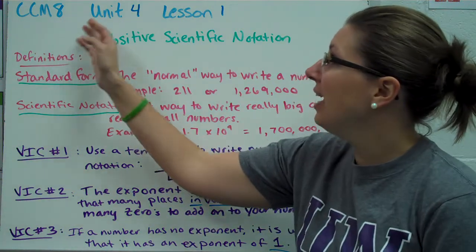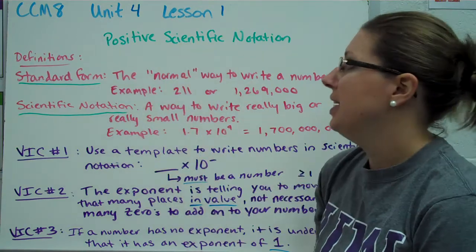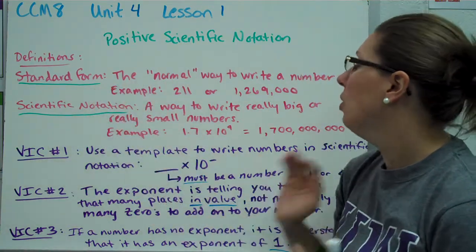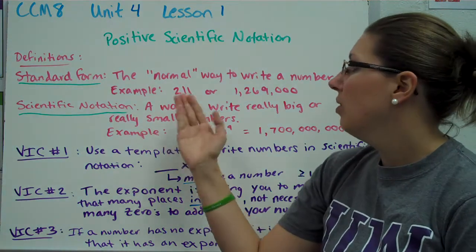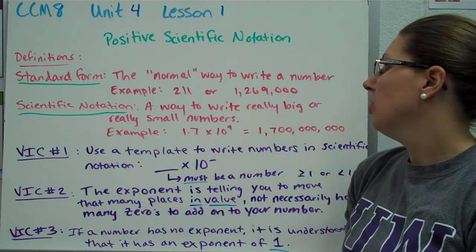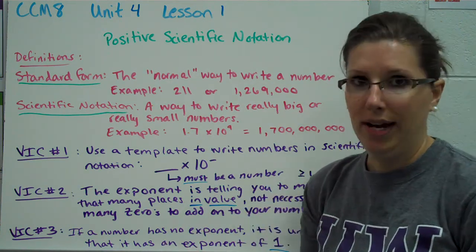This is CCM8, Unit 4, Lesson 1, Positive Scientific Notation. Some definitions first. Standard form is the normal way to write a number. So we could have 211,1,269,000. That's the normal way to write a number.